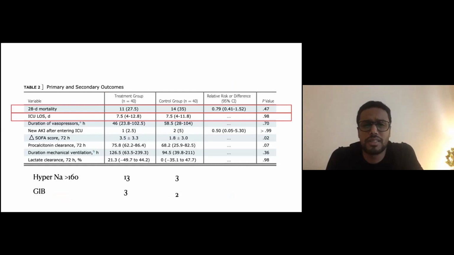It was not statistically significant. There was no statistically significant difference. And for the length of stay in the ICU, it was almost equal, 7.5 in both groups. Now, for the reported adverse events, it was hypernatremia and GI bleed. The hypernatremia was in 13 patients in the treatment group.